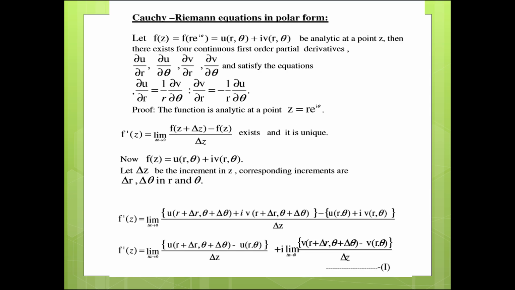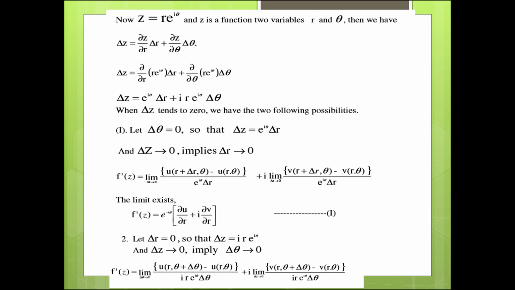Cauchy-Riemann equation in polar form. Let f(z) = u(r, θ) + i v(r, θ) be analytic, then there exist four continuous first order partial derivatives. u_r equals 1/r into v_θ, v_r equals minus 1/r into u_θ.